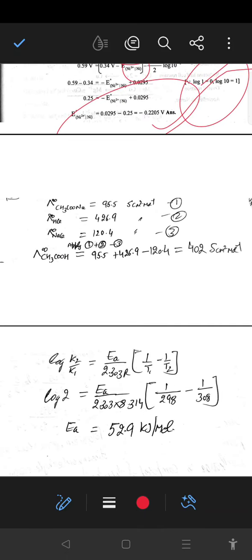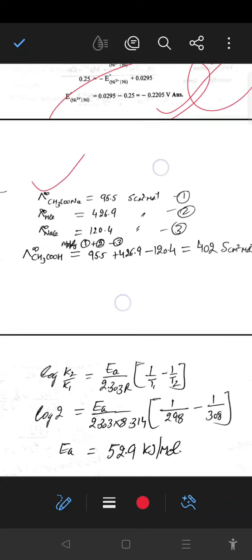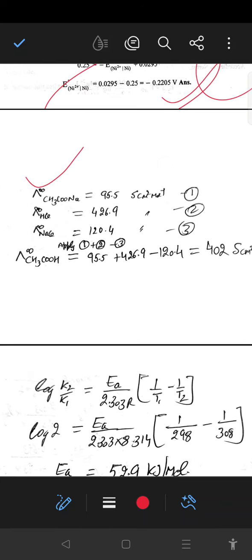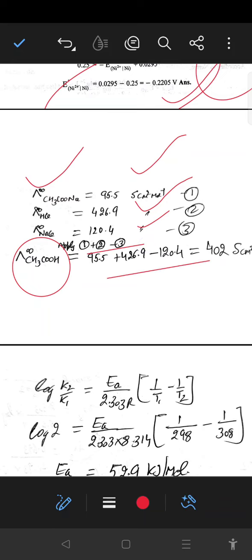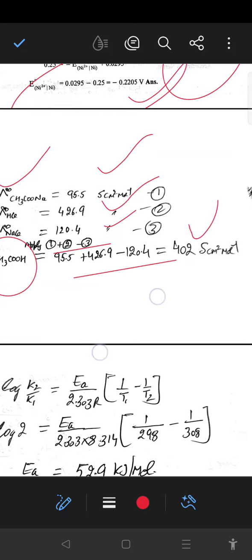Next है Kohlrausch's law based numerical. Molar conductivity at infinite dilution of sodium acetate is given, HCl is given, and molar conductivity at infinite dilution of sodium chloride is given. So molar conductivity of acetic acid can be determined by applying the 1 plus 2 minus 3 equation. So we will apply and solve, we will get the answer 402 Siemens centimeter square mole inverse.